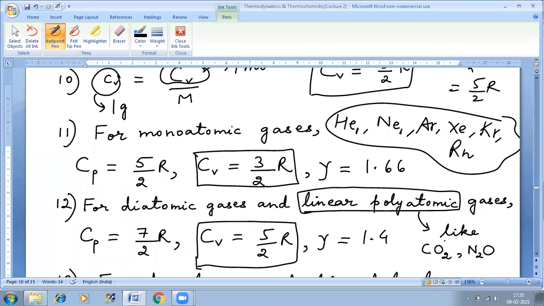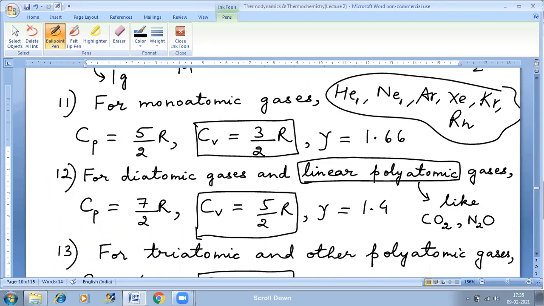Linear polyatomic gases means what? The gases which are linear in nature, linear shape, like carbon dioxide. I have written CO2, N2O. CO2 is linear, even N2O is linear. So for linear gases and for diatomic gases, Cv is 5 by 2R.